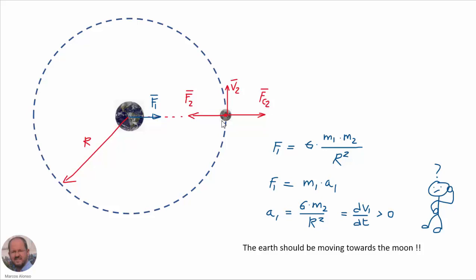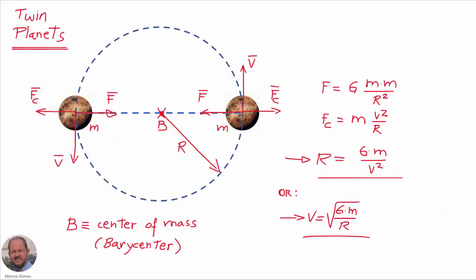So there must be another explanation to justify that the Earth and the Moon are keeping their relative positions without colliding with each other. Let's study first the case of two twin planets, exactly with the same mass, both of them, so there is no reason why one of them should be orbiting the other. So the possibility that we have to keep these two planets without colliding with each other is for them to describe a circular orbit around the middle point here.